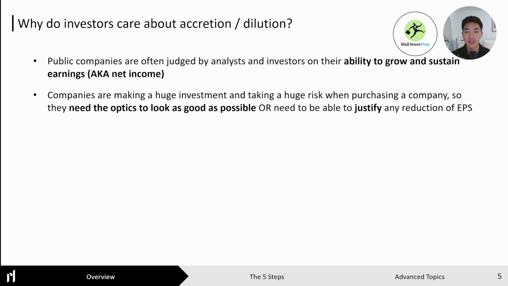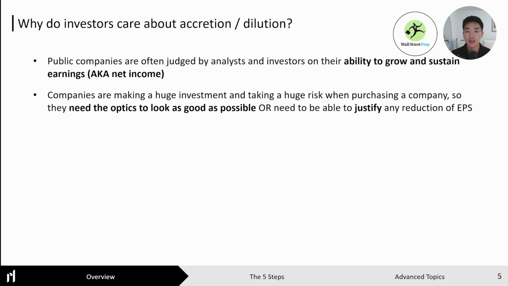So when companies are purchasing another company, think about if you're running a multi-billion-dollar company or a $150 million company, and you were trying to buy another one, right? Regardless of the scale of the transaction, it's a large investment that you're making that's potentially a little bit risky. And so you need the optics to look as good as possible, especially the larger you are as a company, and especially when you're public, because earnings per share is a key metric that all investors and equity research analysts really look at to analyze the effectiveness of a transaction.